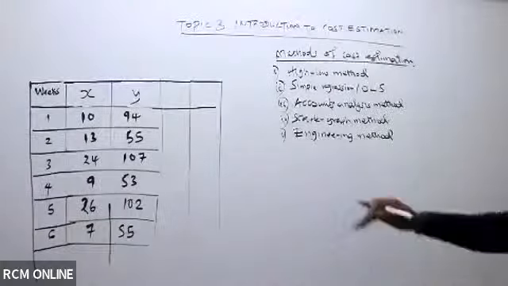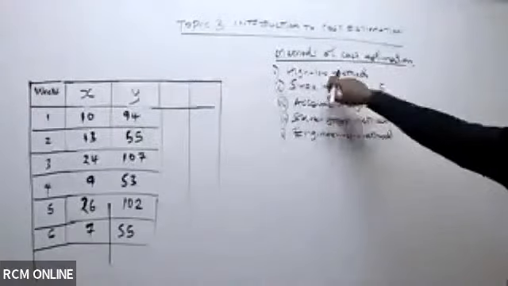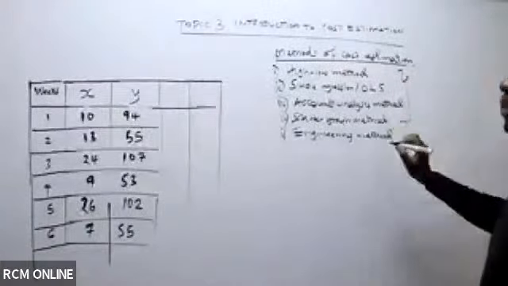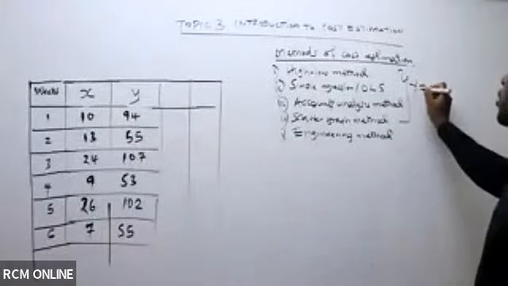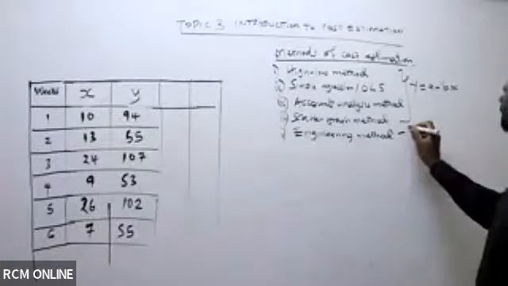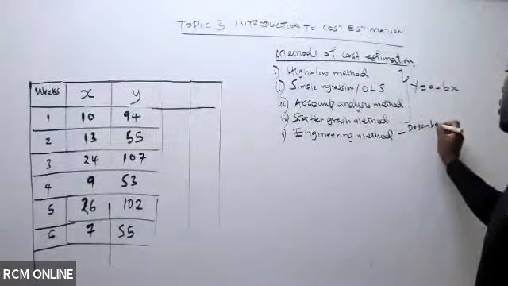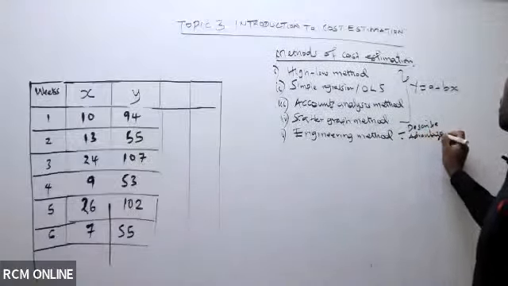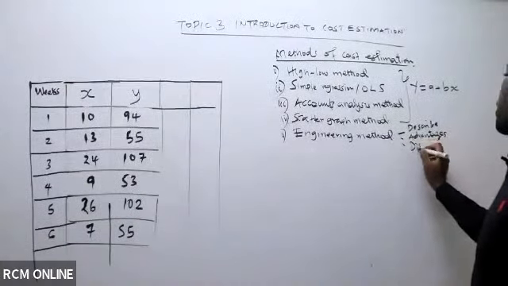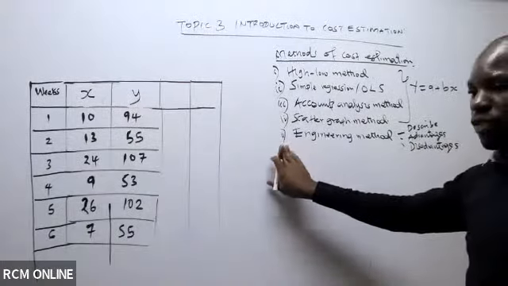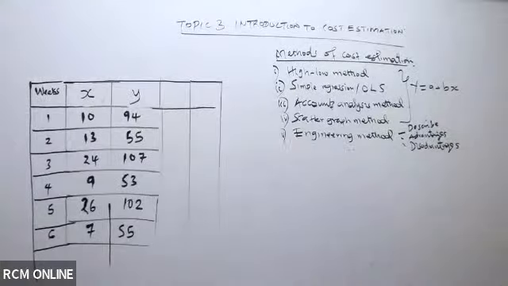Good. So I want to start with the first method, the high-low method. All these, the first four, you must end up with a cost function in the form of y equal to a plus b x. This one here, you just need to describe. You need to give us advantages and disadvantages. That's all that is required under method number 5. There is no calculation.